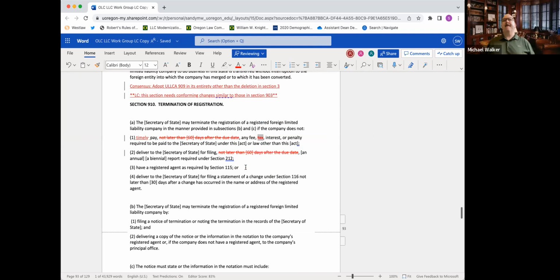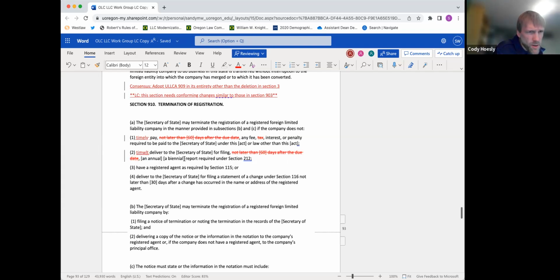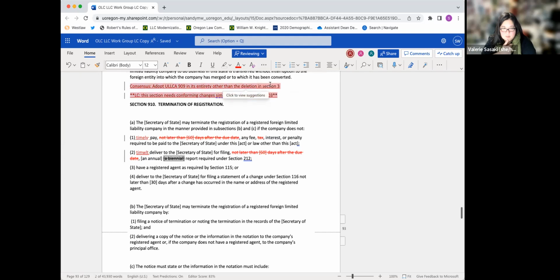Okay. Tax, interest or penalty required to be paid. That's fine. Okay, so under 2, timely delivered to Secretary of State for filing. And it should kill the biennial language, because it's annual. Jamie didn't like my suggestion. We moved to a biennial system.